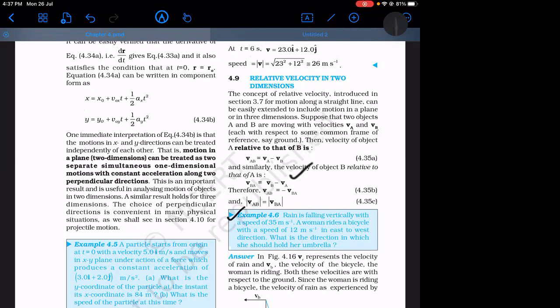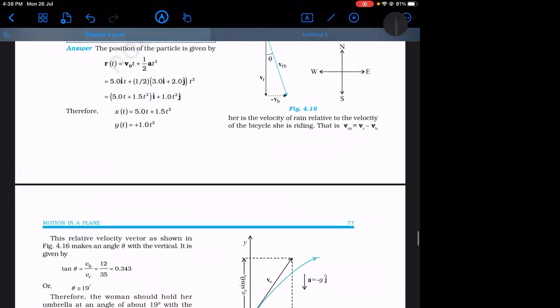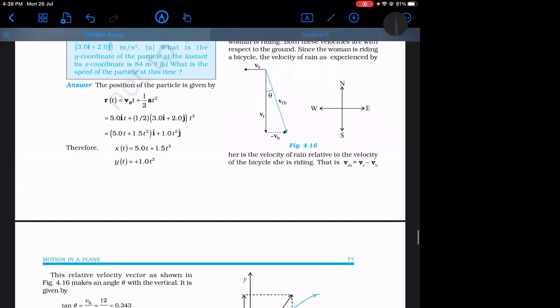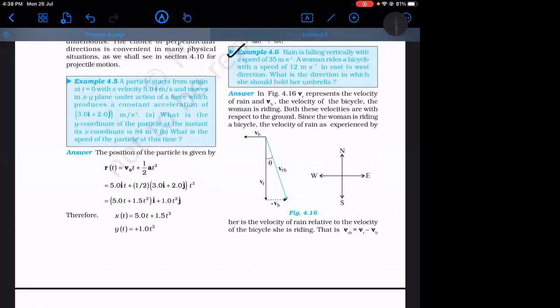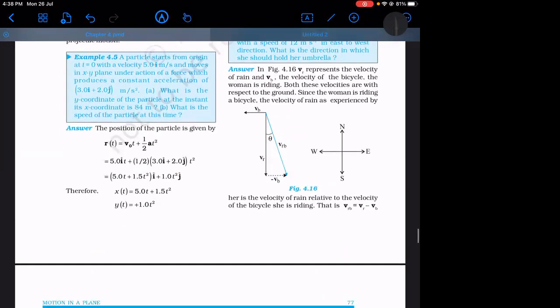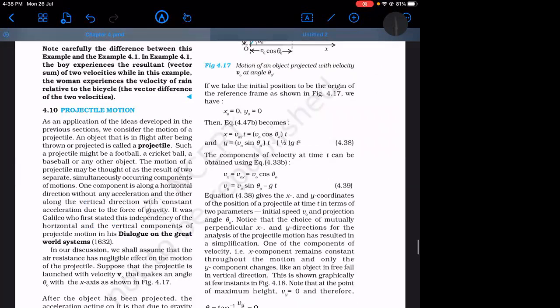What is the answer, please? Sir, it is tan inverse 12 by 35. 12 by 35 with respect to the direction of wind. Now with respect to the direction of rain. Rain. Correct. Okay, that's right.